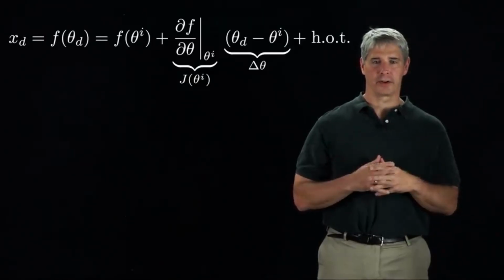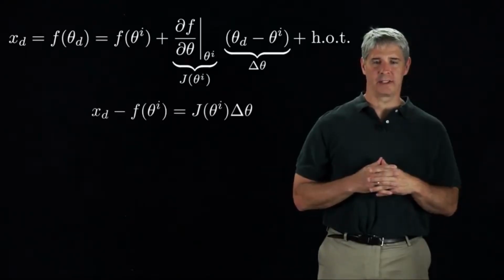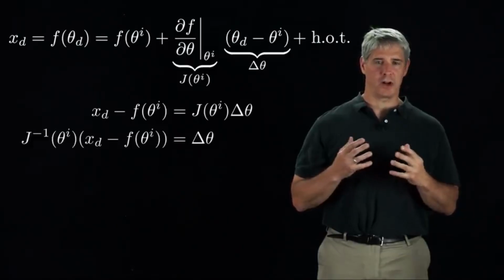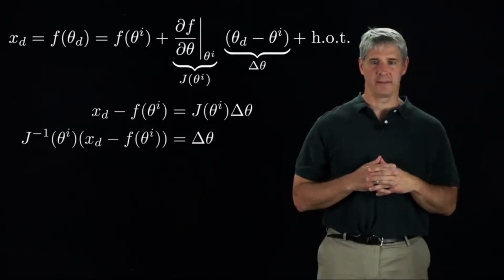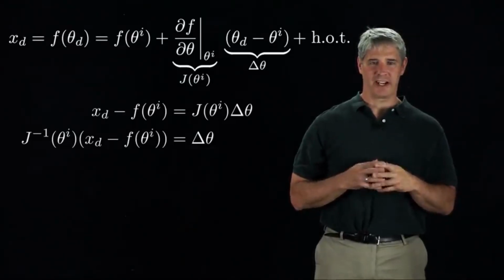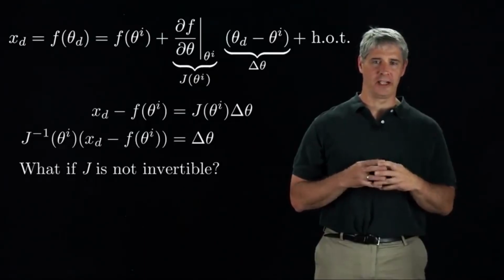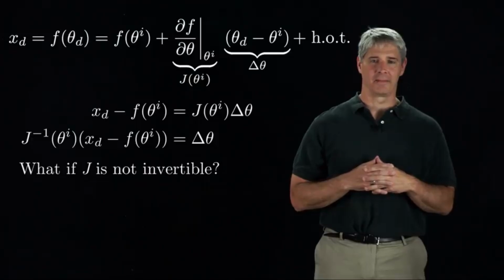If we ignore the higher order terms, this simplifies to xd minus f of theta I equals j of theta I times delta theta. We can solve for delta theta as j inverse times xd minus f of theta I. Of course, this only works if j is invertible. If j is not invertible because it is not square, or because the robot is at a singularity, we need a different way to calculate delta theta.